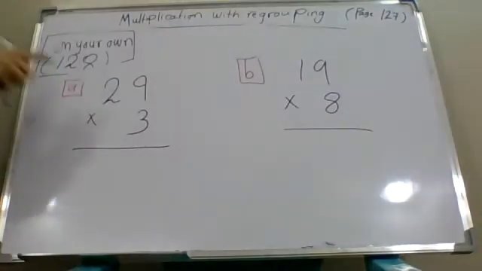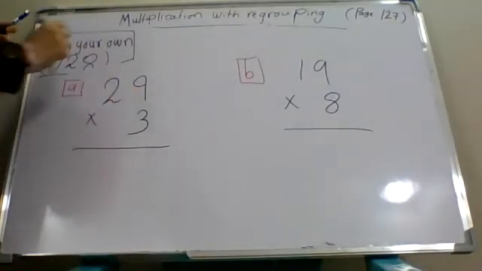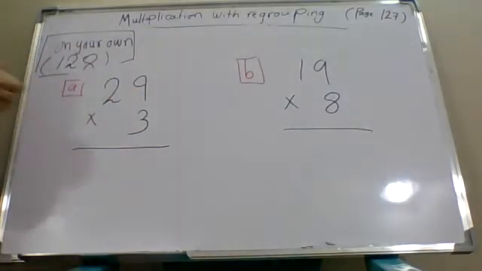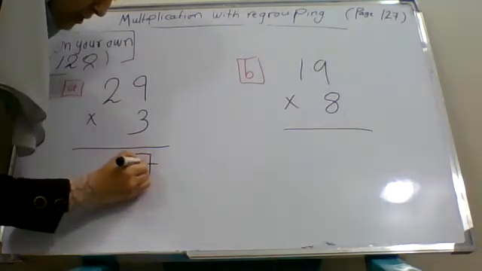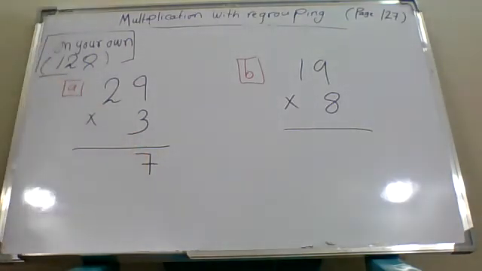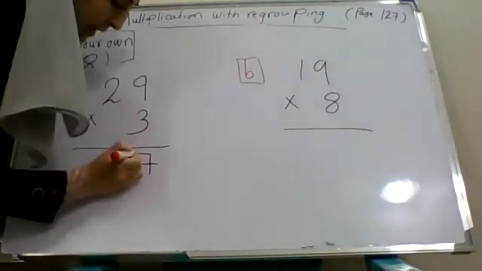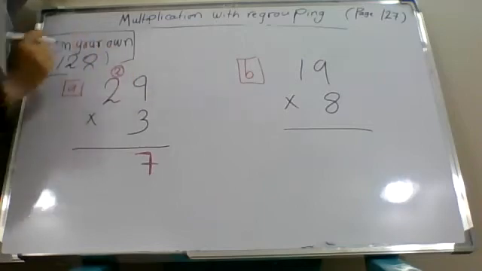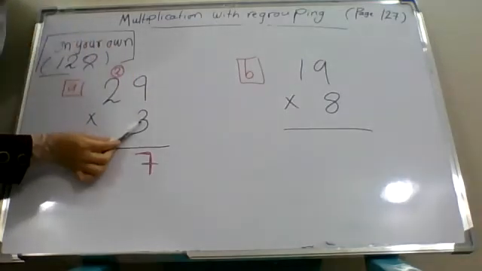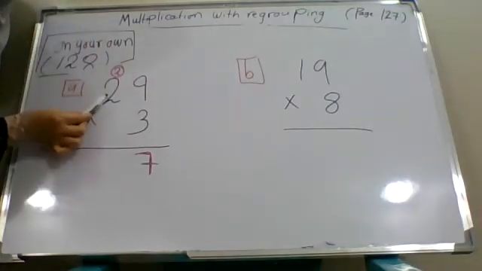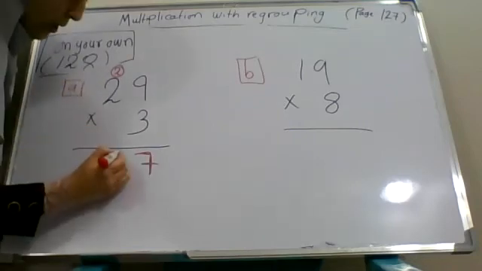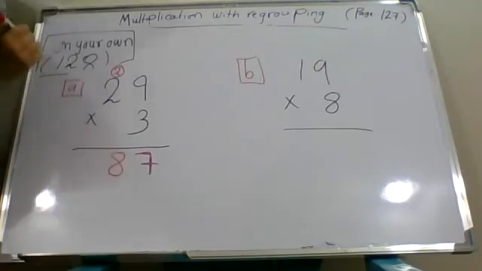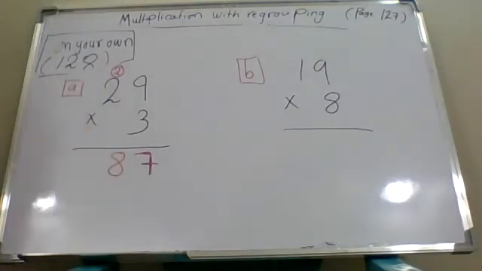The first one, it's the ones place. 3 times 9 equals 27. The 7 here on the ones place, let me write it in red again. The 7 here, and I carry or regroup the 20 on top of the tens place, okay? I have 3 times 2. 3 times 2 equals 6. 6 plus 2 equals 8. So I write 8 on the tens place. I have 87 as the answer.